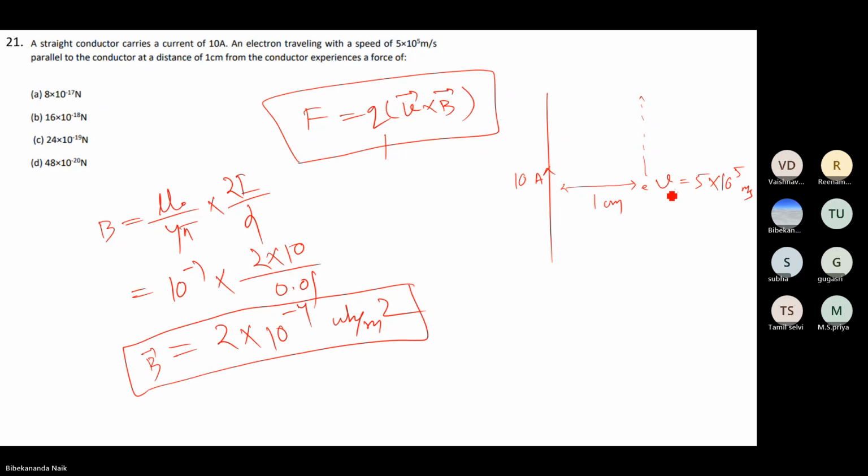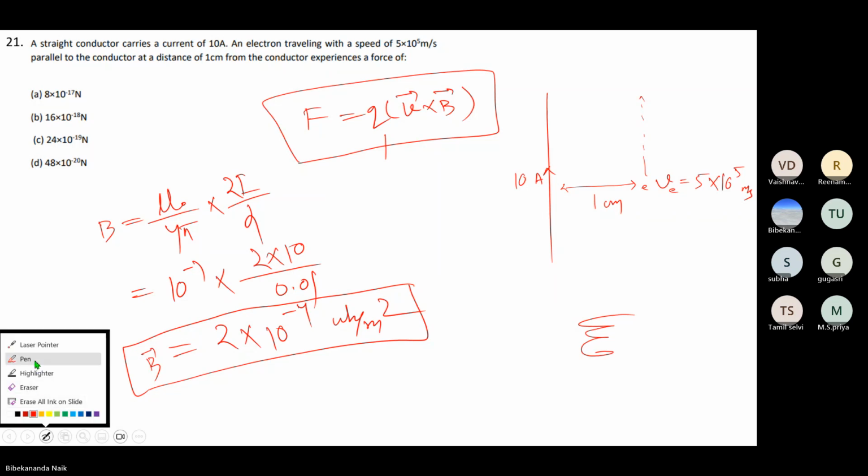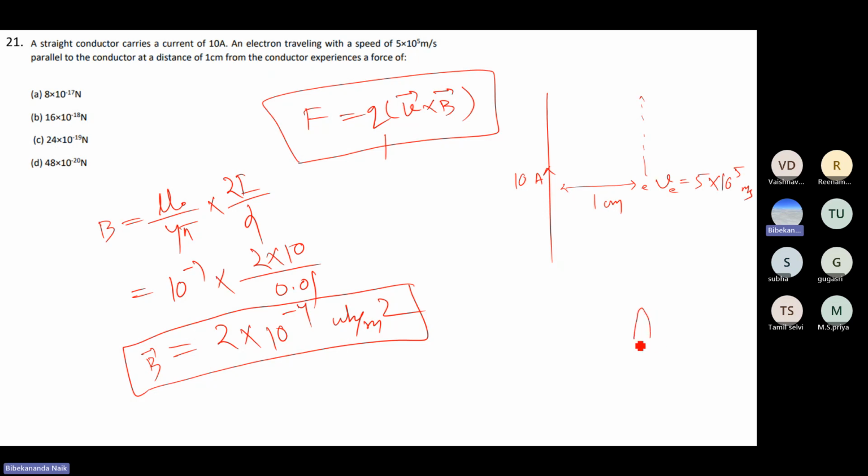Now the magnetic field, we know, if the current is flowing in this direction, according to Fleming's right hand thumb rule, the curling of the fingers will give you the direction in which the magnetic field is produced.